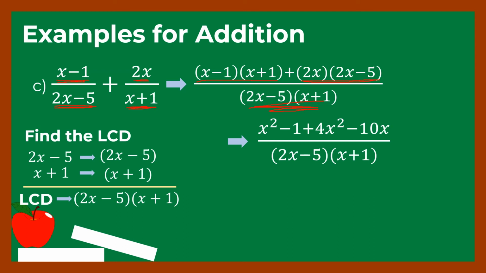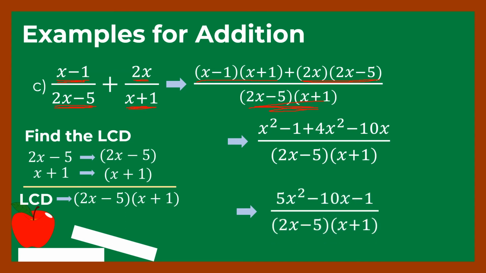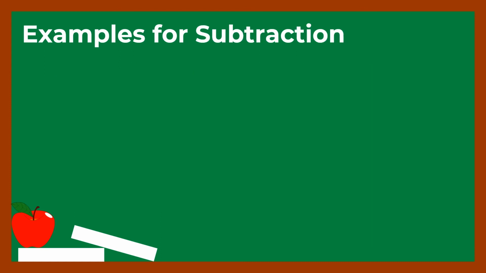And then, we will combine like terms. So, we can combine x squared and 4x squared. So, magiging 5x squared. And then, we will just copy negative 10x and negative 1. So, yung final answer natin is 5x squared minus 10x minus 1 all over 2x minus 5 times the quantity of x plus 1. Since itong numerator natin is unfactorable, so hindi na siya pwedeng ma-factor, so this will be our final answer. Now let's move on to subtraction.